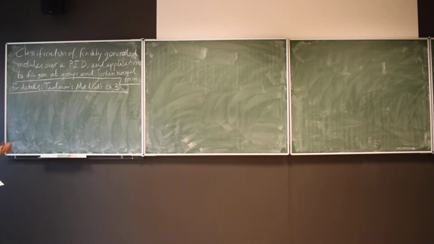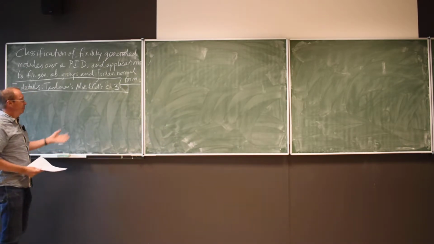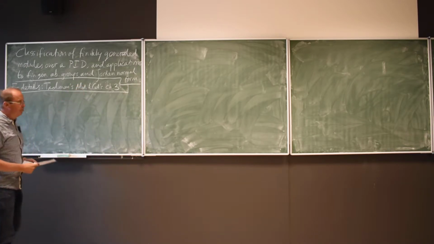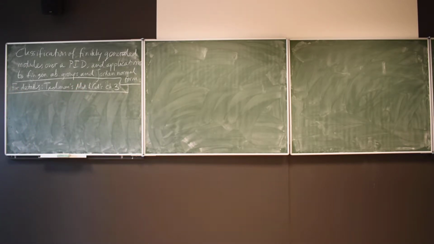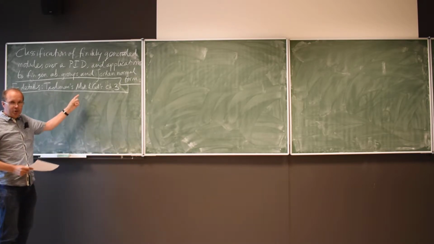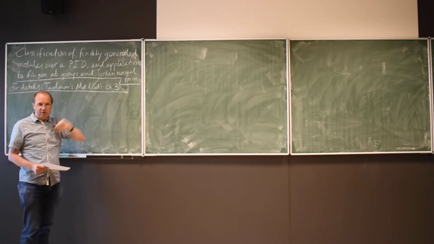So the theory we have done today will permit us to give a very easy proof of the existence of this Jordan normal form. If you want to see details of what I do here, you can look at this text by Lenny Thalman, which is called Modules and Categories, and you go to chapter 3.